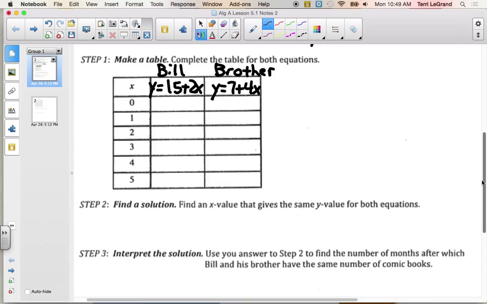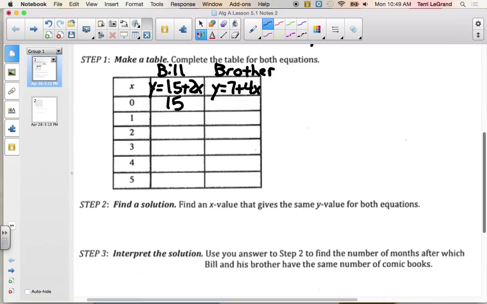So let's just do all this. Let's do some mental math here. What's 2 times 0? 0. What's 0 plus 15? 15. Okay, so we have a 15. So we would say in this one, our y value would turn out to be 15. Which should make sense, right? Because we said at the start, Bill had 15 books. Before any time went by, at the start, Bill had 15 books.